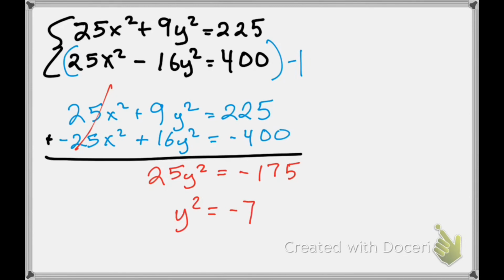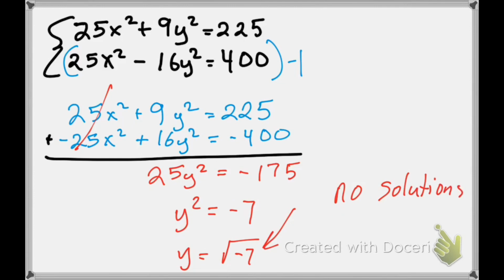Now hopefully you see an issue here, because I have to take the square root of both sides, so I'll be taking the square root of negative 7. Now, we can do that, but it's going to be an imaginary number, and we're only going to be looking at our real solutions. We're not going to be dealing with imaginary numbers. So since I'm taking the square root of a negative number, there are no solutions. That is my answer. No solutions because I take the square root of a negative number.